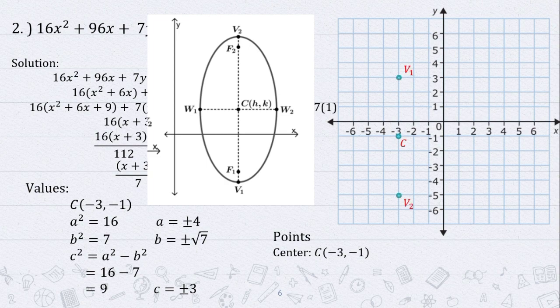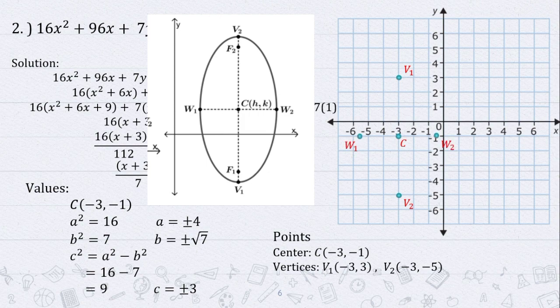Let us now plot our vertices using the value of a. We have here 4 units up and down from our center. Therefore, our first vertex is -3, 3, and the second vertex is -3, -5.